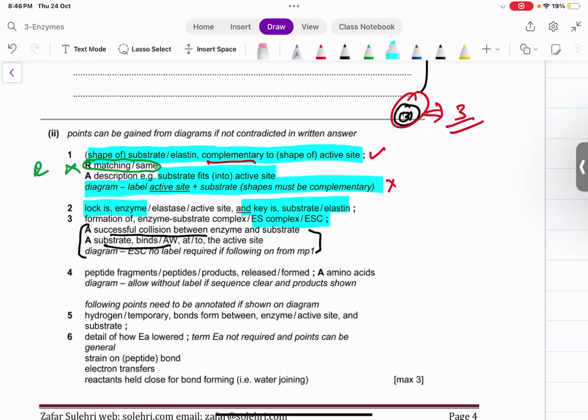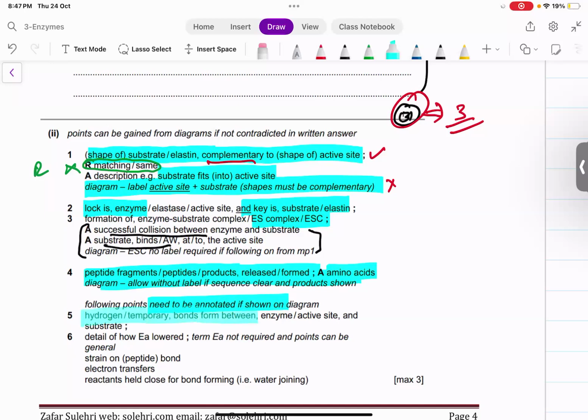So then what happens? Peptide fragments, peptide products are released, except the amino acid. So you see, the substrate is converted into the product. This is what you can write here. And then the following points need to be annotated. If you have drawn a diagram, you should annotate your diagram.